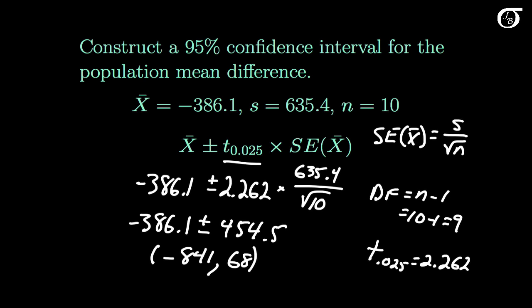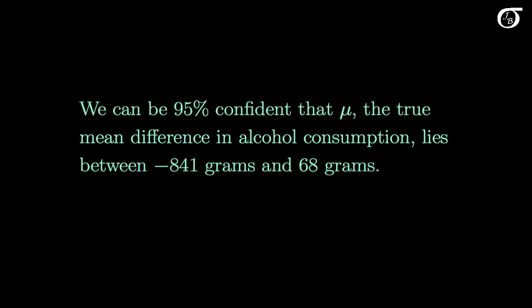We can be 95% confident that mu, the population mean difference, lies somewhere within this interval. But what does that mean in the context of this problem? We can be 95% confident that mu, the true mean difference in alcohol consumption, lies somewhere between minus 841 grams and 68 grams. And so, according to this confidence interval, the true mean reduction in alcohol intake when taking puerarin could be as much as 841 grams, but it could also result in less of a decrease than that, or even up to an increase of 68 grams on average.